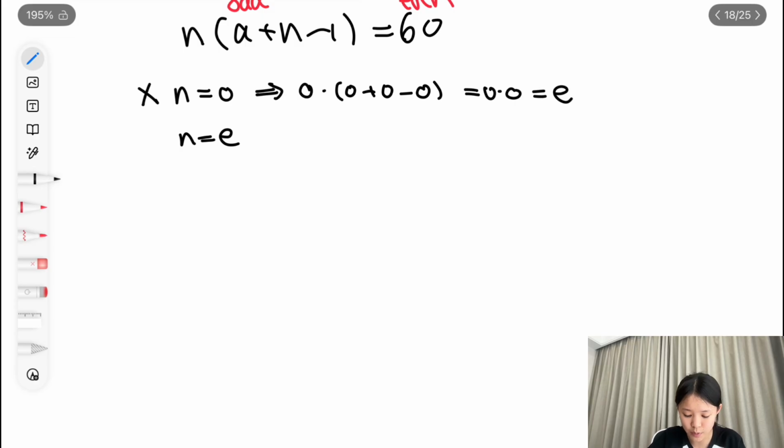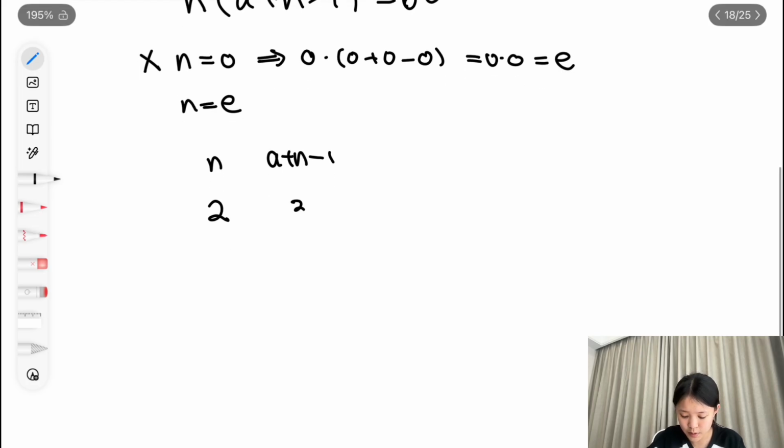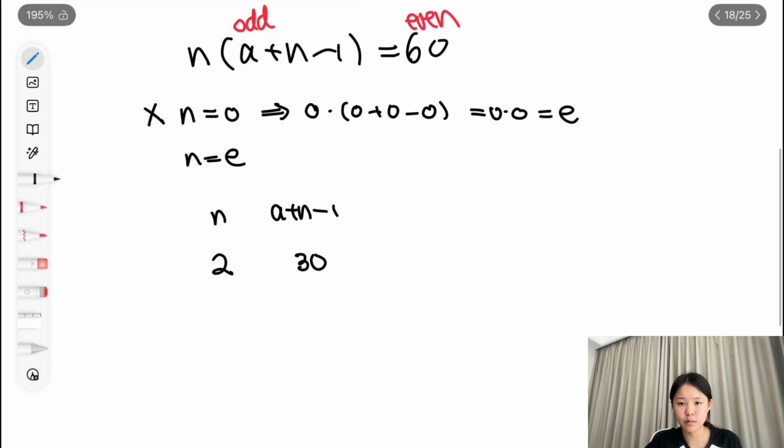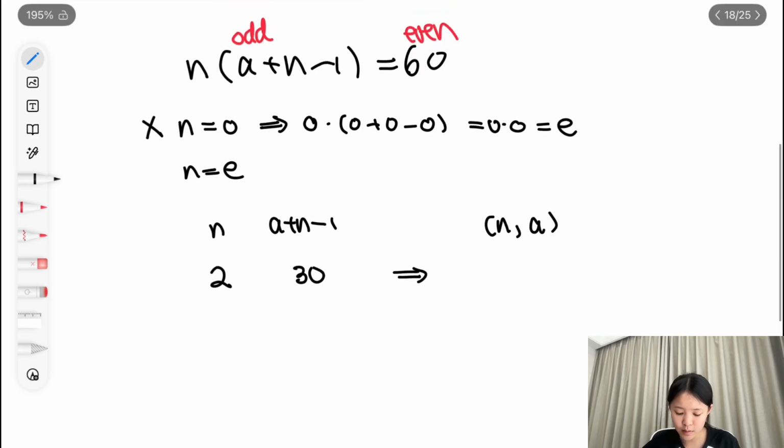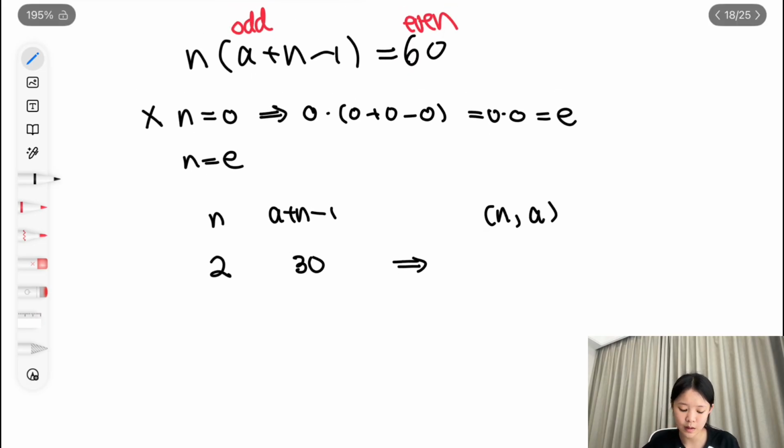So let's start out, and we have here n and then a plus n minus 1. We start out with n equals 2. And then we do some quick subtraction. This has to be division, and this has to be 30. So let's solve for n plus a. If n here is 2, and we bring it back up, this has to be 30, and n is 2. So 2 minus 1 equals 1, which means a has to be 29. So we get 2, 29. And because 29 is odd, we know that this solution is correct.